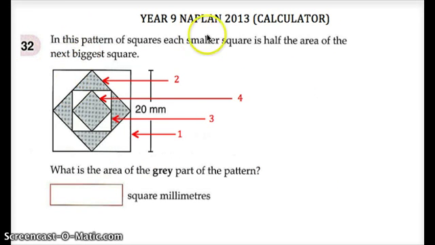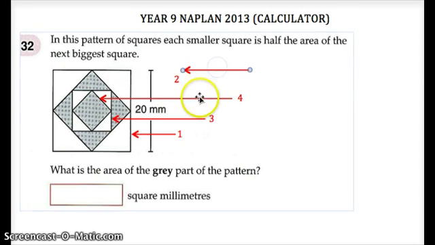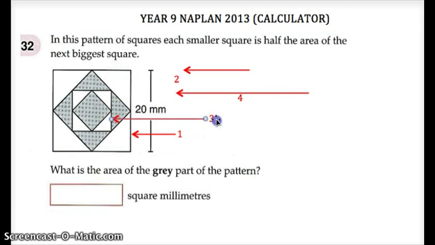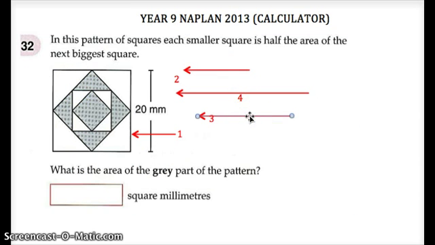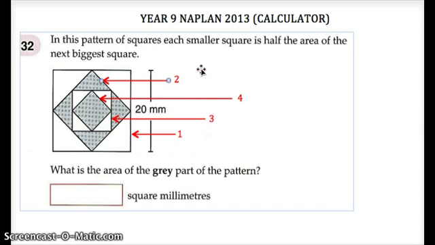This is question 32 of the 2013 calculator paper. And the question is, in this pattern of squares, each smaller square is half the area of the next biggest square. So, for example, I'm going to number all these squares here. So this outside square is square 1. And I'll just mark in these other squares. So the outside square is square 1, and we've marked that with a 1.